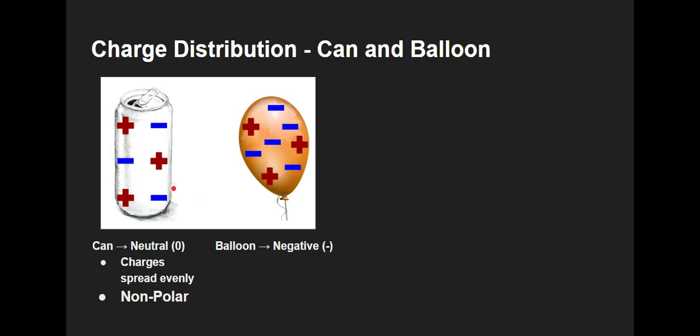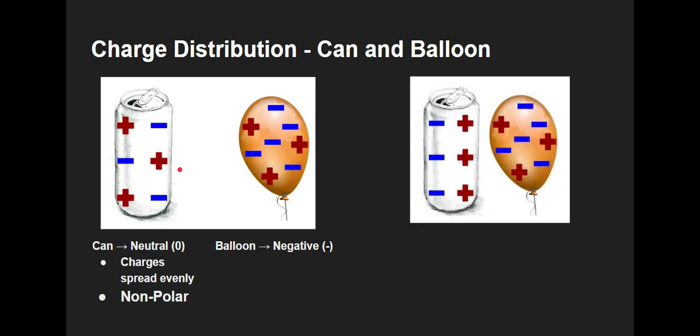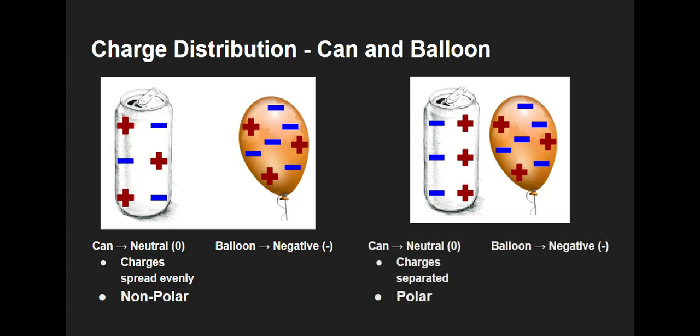The can is what's known as a nonpolar or electrically non-polarized object. And the reason it's nonpolar is because the charges are spread evenly throughout. Now, after you brought the negatively charged balloon close to the can, what ended up happening was that all of the positive charges were brought close to the balloon, on the right side, because the positive charges are attracted to the negatively charged balloon. And then the negative charges were pushed away to the other side. This can is now what is known as a polar object, because the charges have been separated. In other words, it has been electrically polarized.